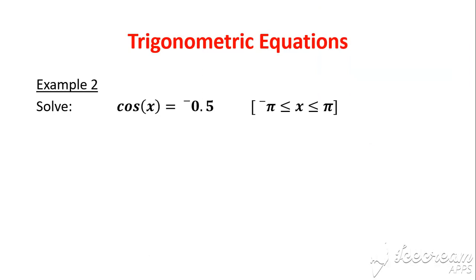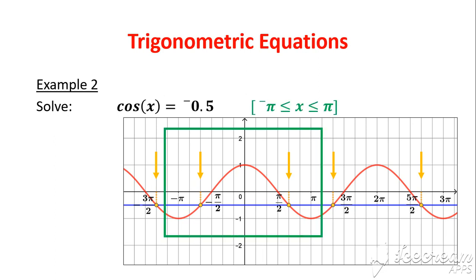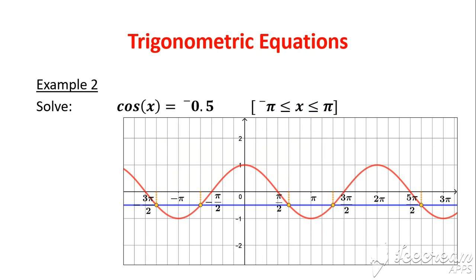Right, let's try another one. Solve cosine x is equal to -0.5 between the x values of negative pi and positive pi. Here's our cosine graph. Here is the value of -0.5. We need to know when the cosine graph is equal to -0.5. Well, here are all the possible solutions, but we're interested in this region when x is between negative pi and positive pi. So once again, there's only 2 solutions we're going to find.